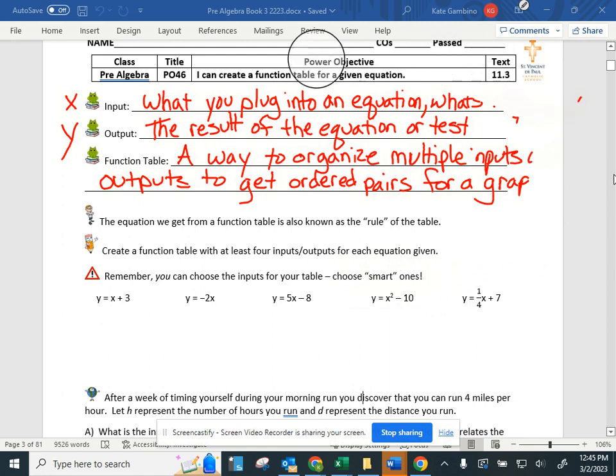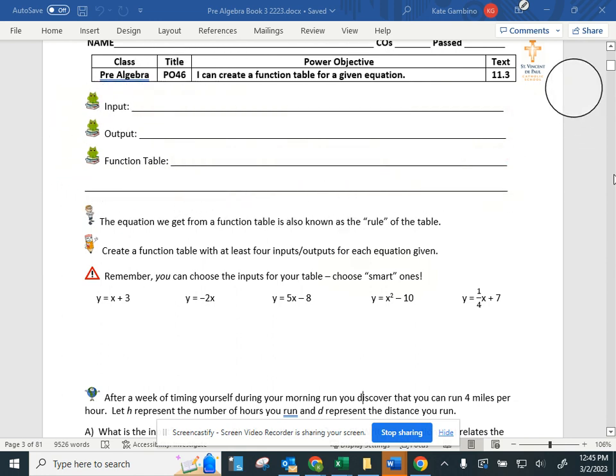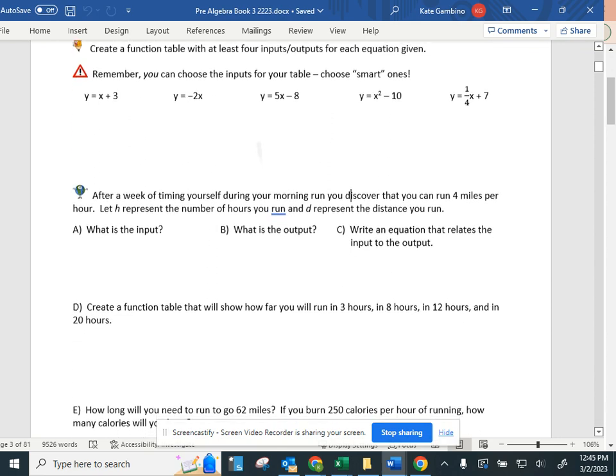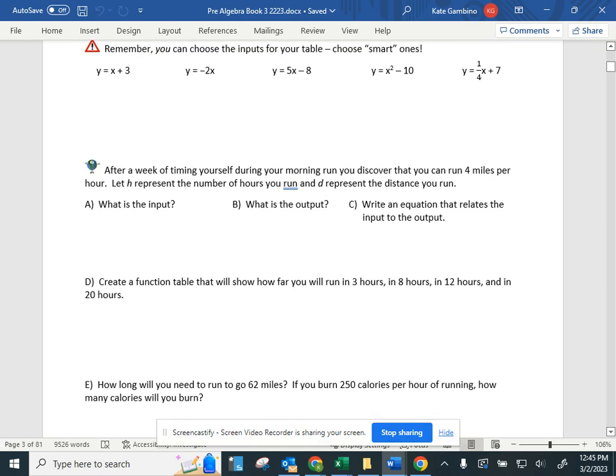So I'm going to scroll up. Let's do some samples together. It says we're going to make our function table for each of these equations. So to make a function table, we start with our X and our Y at the top. We need 4 inputs. So I'm going to give myself space for 4. You could close off your function table if you want to make it a full table. I typically forget to put the ends on the sides.